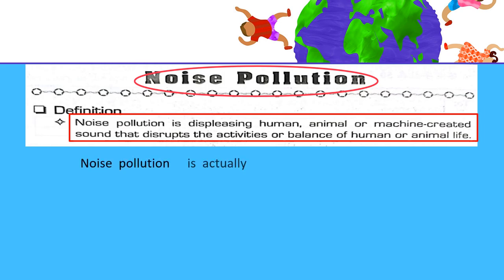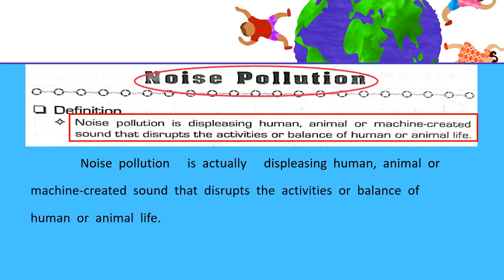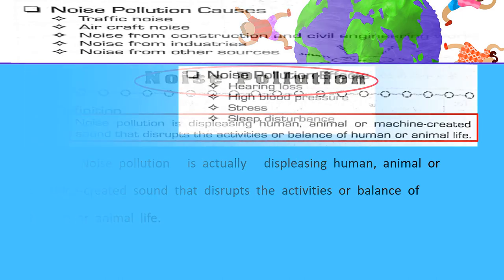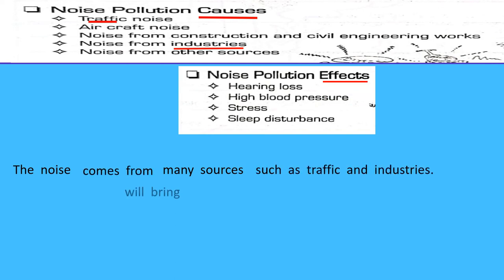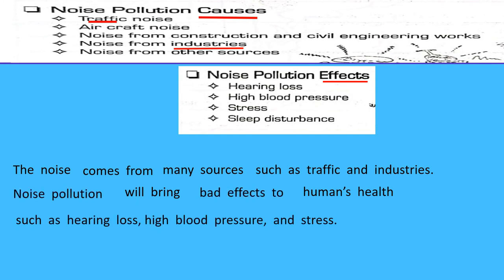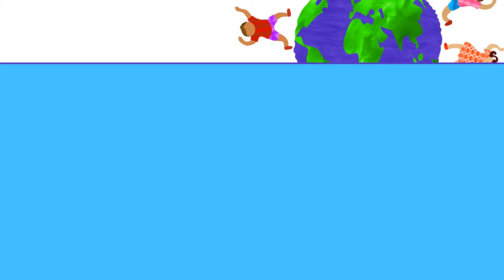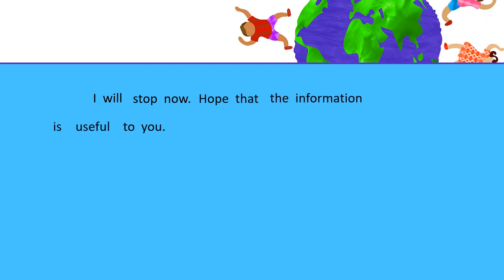Okay, so this definition. You can say noise pollution is actually displeasing noise that disturbs human or animal life. It comes from many sources such as traffic, and noise pollution will bring bad effects to human health such as hearing loss, high blood pressure, and stress. We should look into the matter seriously. Okay, I will stop now. Hope that the information is useful to you. Your friend, then write your name.